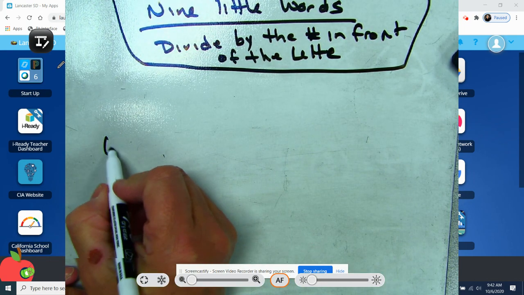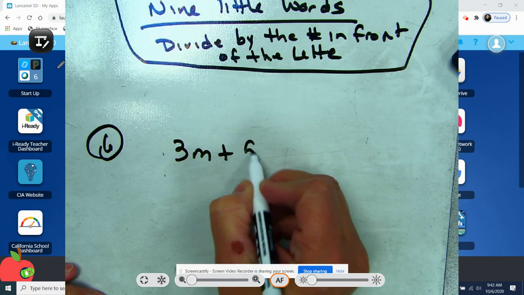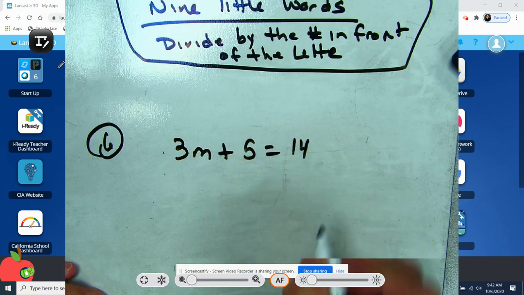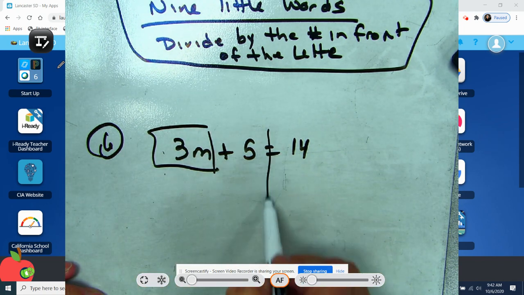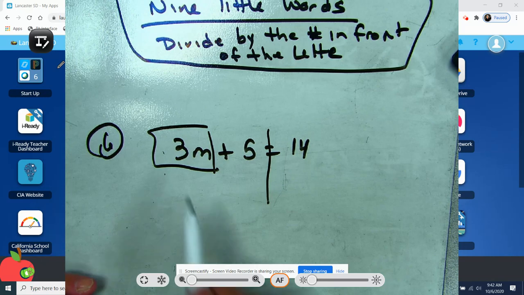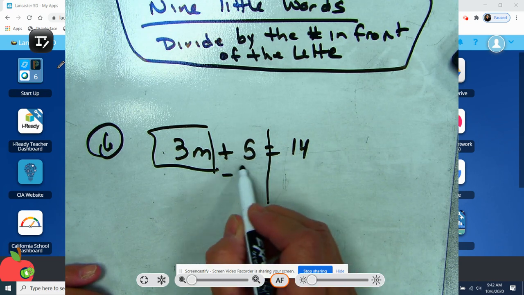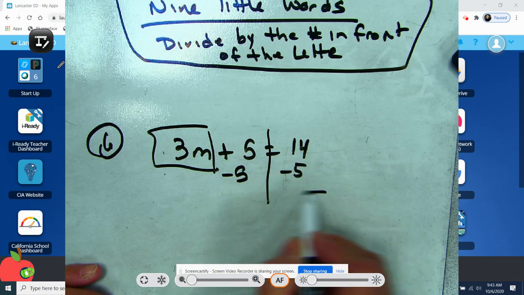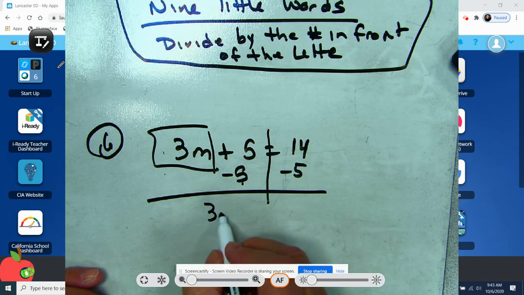Number 6. You have 3m plus 5 equals 14. Box your variable, a line through here. Now, here's my box. I have to get rid of the number that's with it. So how do I get rid of a plus 5? I put a minus 5 or a negative 5. 5 minus 5 is 0. That just leaves me with my variable.